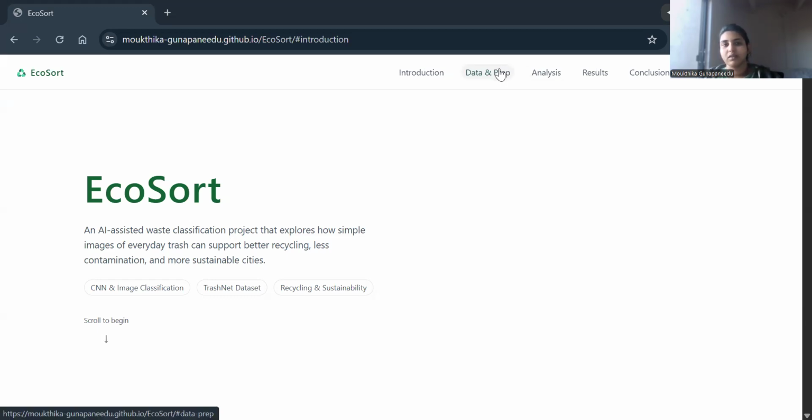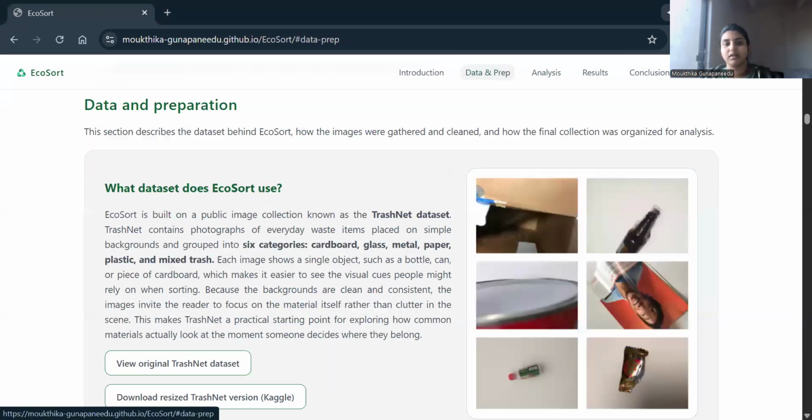So to begin with, EcoSort is built on the TrashNet dataset. It is a public GitHub repo that's available. And the dataset contains around 2,500 images of everyday waste items that are divided into six categories. They're cardboard, glass, metal, paper, plastic, and mixed trash. And each image shows a single object placed on a very simple background.